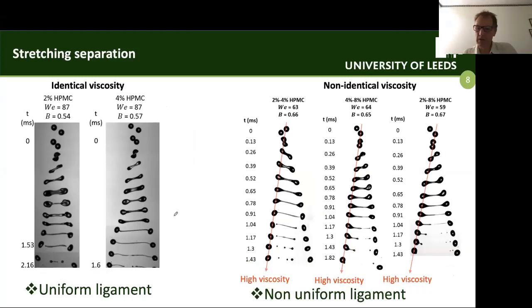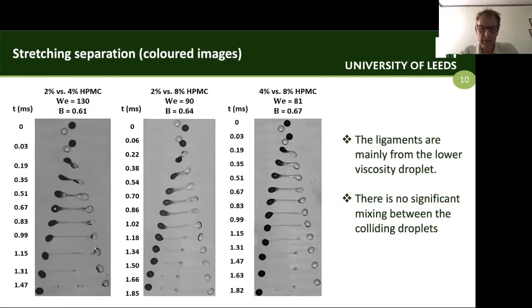I'm going to skip through this relatively fast and just highlight here what happens when you have asymmetry, when you have this so-called stretching separation. So when you have more of a glancing collision, you get the stretching separation. You have a large ligament form, which can form into lots of little satellite droplets.